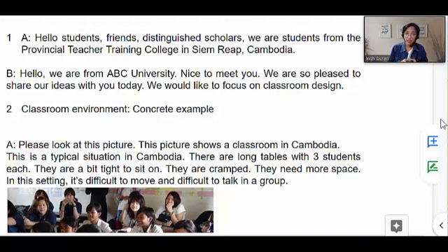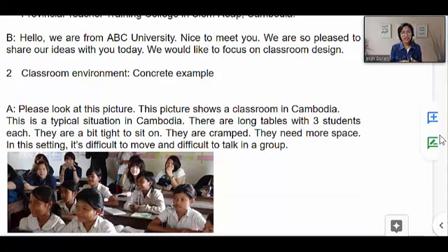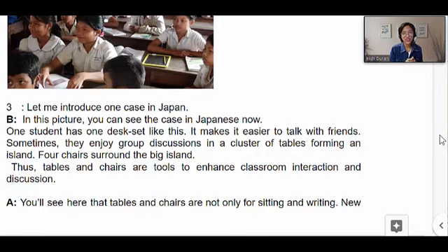There are long tables with 3 students each. They are a bit tight to sit on. They are cramped. They need more space. In this setting, it's difficult to move and difficult to talk in a group. Let me introduce one case in Japan.